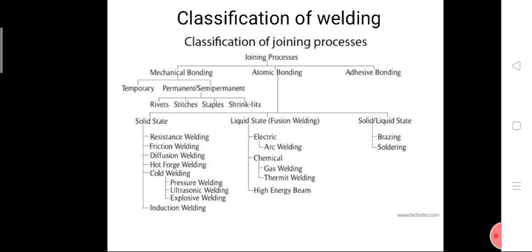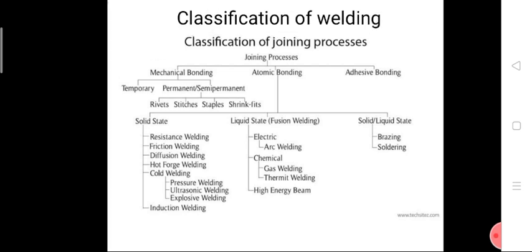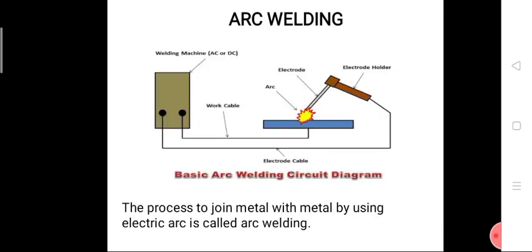Coming to the next, liquid state welding, it is of three types. First one, electric arc welding, then second one, chemical, which is also categorized into two types: gas welding and thermite welding. And last one, high energy beam welding. Last one, solid and liquid state welding, is divided into two parts: first one is brazing and next one is soldering.